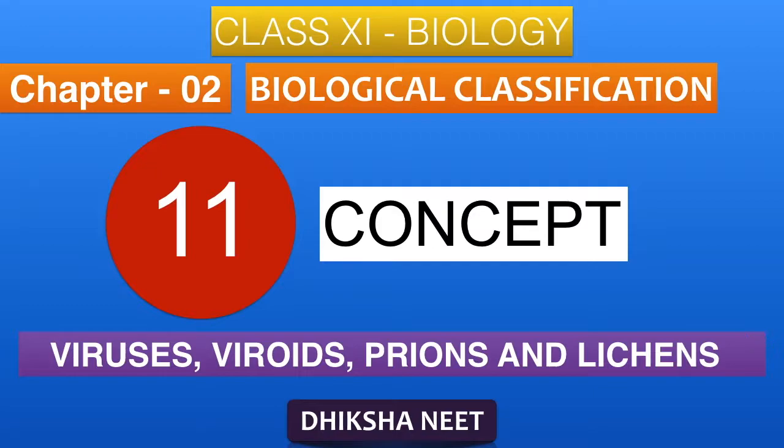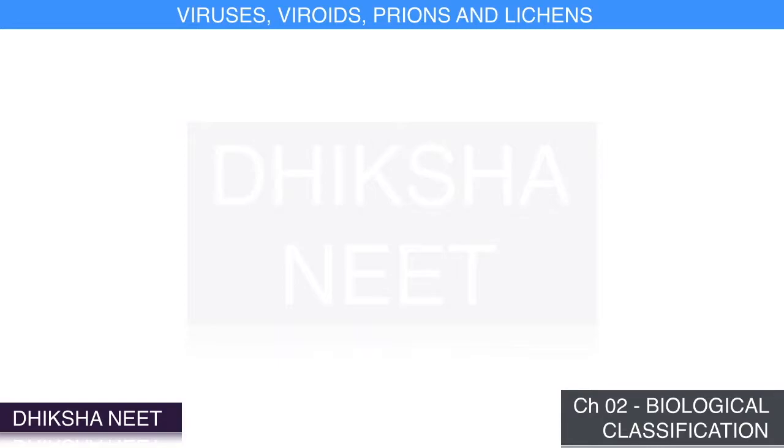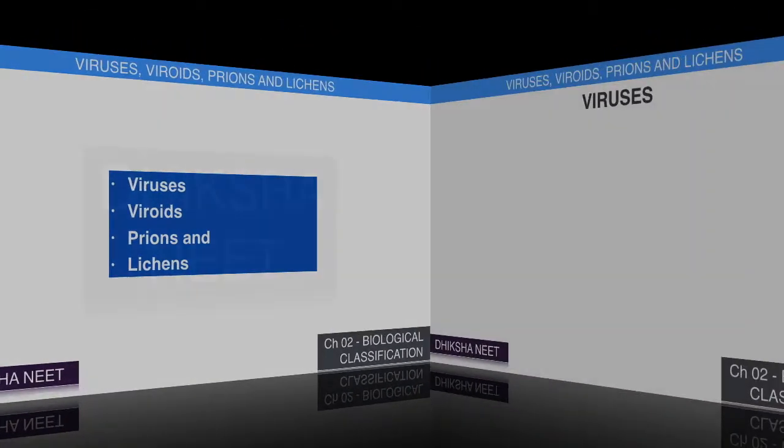Hello everyone. Let us see now the 11th concept: viruses, viroids, prions and lichens. In the five-kingdom classification of Whittaker, there is no mention of lichens, and some acellular organisms like viruses, viroids and prions. These viruses, viroids, prions, and lichens are briefly discussed here.